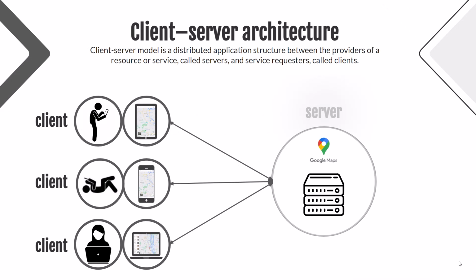The client-server model is a distributed application structure between the providers of a resource or service, called servers, and service requesters, called clients. For us, it's important that there are two independent components, a client and a server. We need to learn the roles and characteristics of each of them separately, and then learn how the communication happens. Let's start from the server side.